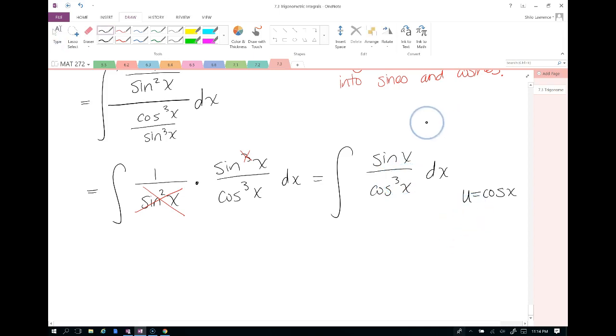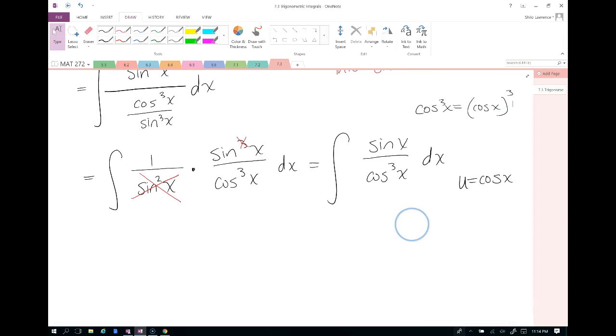Remember, cosine cubed x is actually a composite function, cosine x with a cube on the outside. And with composites, we only need to let u be the inside of it. So if we let u equal cosine, du is going to be negative sine x dx. And if I replace a chunk like I did before, I've got sine x dx. I don't have the negative though. So if you want, you can divide that negative over to the other side so it comes back in with your du.